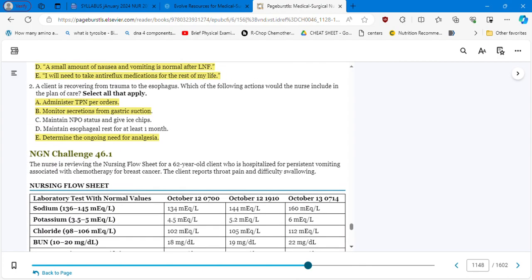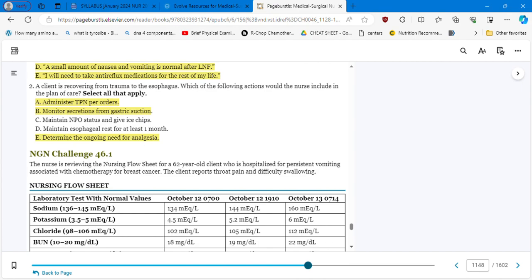Everything is correct except for the heavy lifting. A client is recovering from trauma to the esophagus. Which of the following actions would the nurse include in the plan of care? Administer TPN per order? Yes. Monitor secretions from gastric suction? Yes. Maintain NPO status and give ice chips? No, you don't even want to give anything. If the patient is NPO, it's nothing per oral. Maintain esophageal rest for at least 1 month? No, you want to make sure that the patient is going to be safe. Determine the ongoing need for analgesia? Yes.